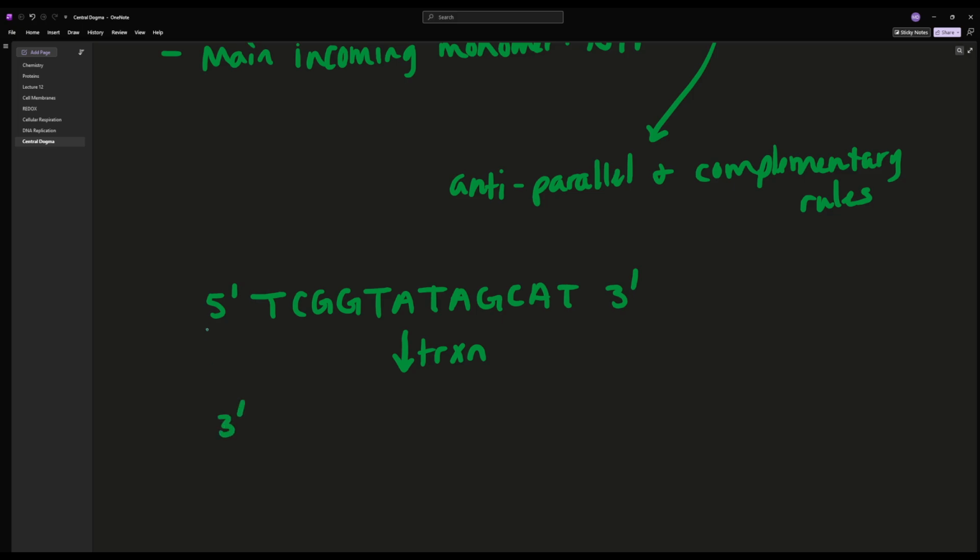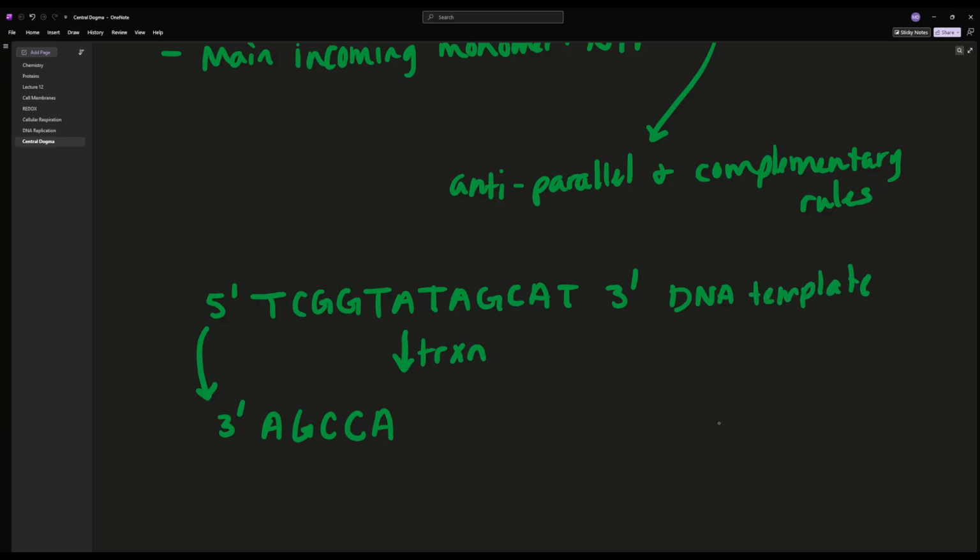So, 5 prime is going to be paired up with 3 prime. T is going to be paired with A. C is paired with G. G is paired with C. G is paired with C. T is paired with A. And now, this here's DNA, right? Here's our DNA template.